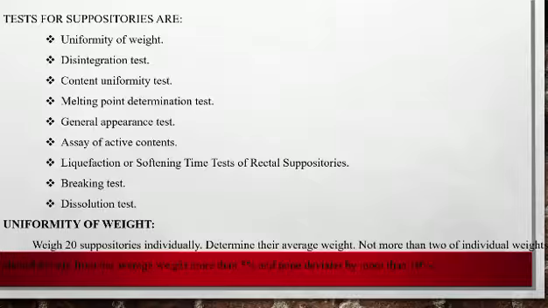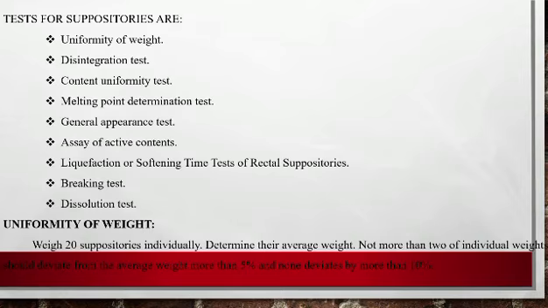Next is breaking test. Breaking test means we have to check how much pressure or mechanical strength the suppositories can withstand, and how well they withstand handling, packaging and storage conditions.